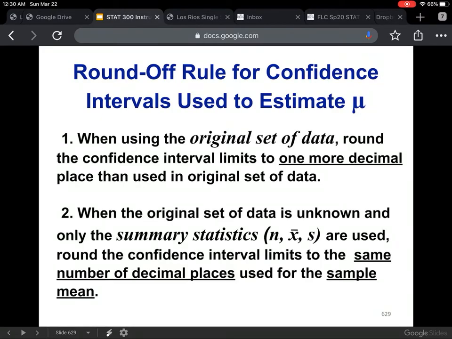A quick note here on rounding. When using the original set of data, round confidence interval limits to one more decimal place than is used in the original set of data. And when the original data is unknown, but you're given summary statistics, the sample size, sample mean, and sample standard deviation, then use the same number of decimal places as used for the sample mean. So whatever the sample mean has, use that same amount of decimal places.